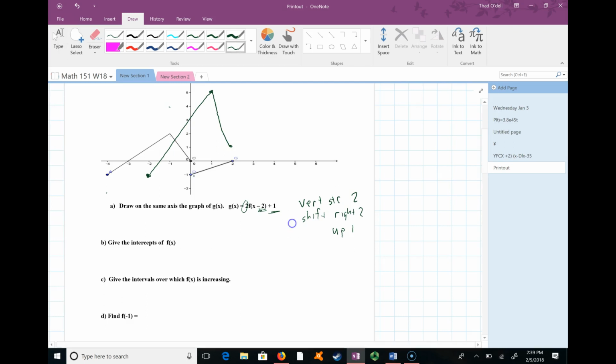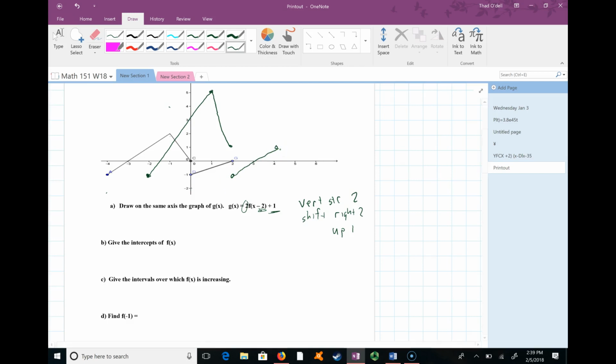Likewise, if this is stretched vertically by a factor of 2, go to 2 and then go over 2, up 1. So that would sit right there, open circle. This one is not affected by the vertical stretch because it's sitting on the x-axis. So it only moves over to the right 2 and up 1. And again, that's open circle. So then I connect the dots. And that would be the graph.